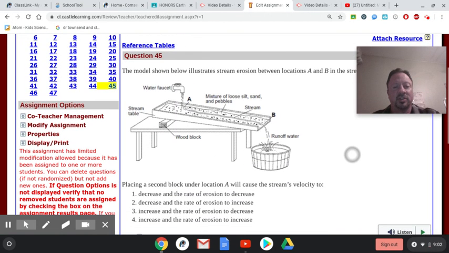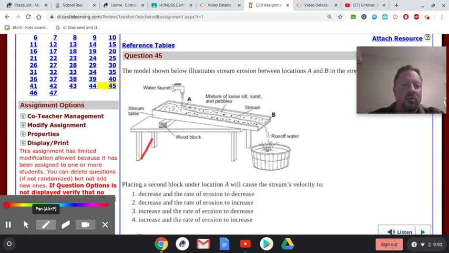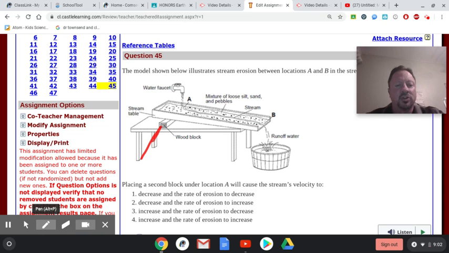Okay, we had one similar to this before. Actually, I think we had this exact question on the quiz. So if we put a second block right here, what are we going to do to the stream's velocity? By increasing the slope, is it going to decrease the velocity or increase velocity? It's absolutely going to increase the velocity, right?